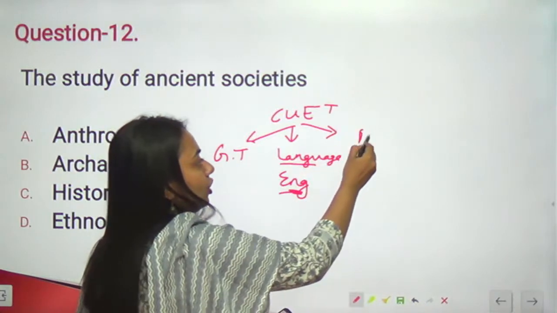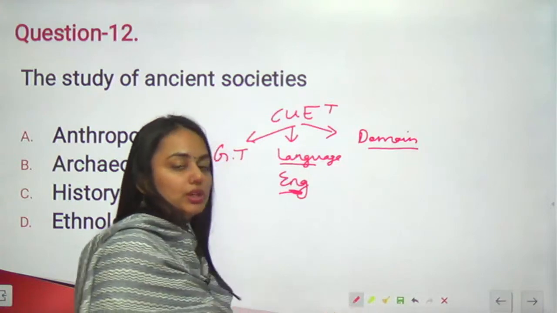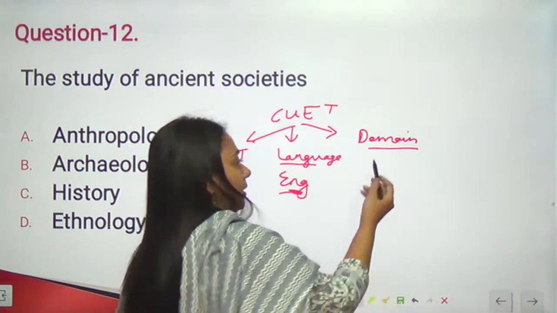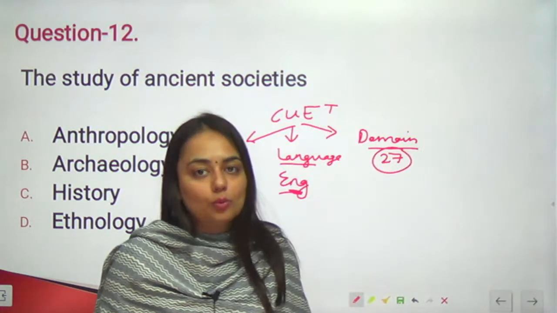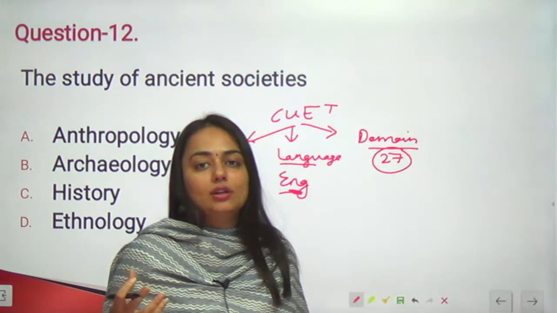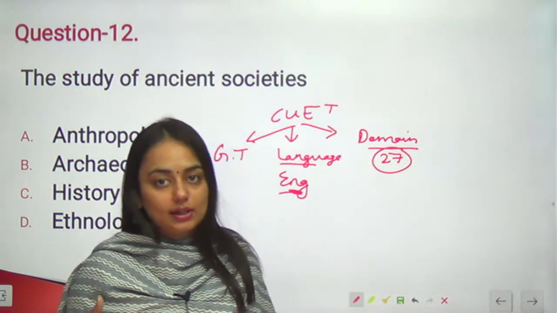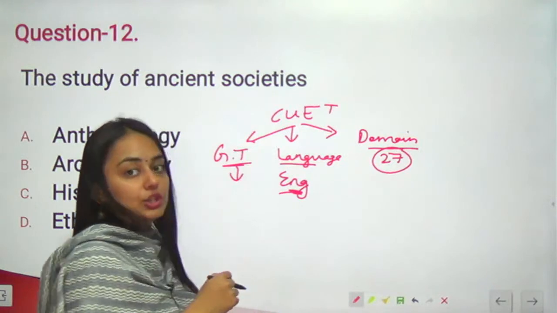And the last one is your domain or subject specific section, in which you can select the subject in which you want to go for the bachelor's. There are 27 subjects. It's your choice how many subjects you want to choose, depending on the university you are going to and which subjects it has required. So the question that you have asked is from the general test, logical reasoning.